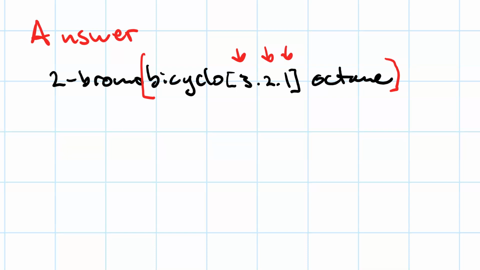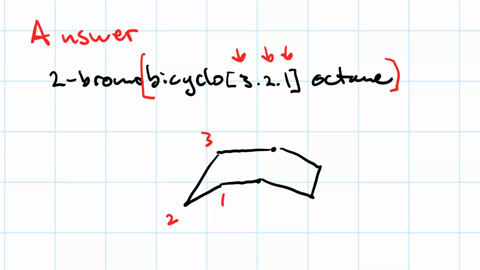Let's start off with the bridgehead carbons. Here's one, and here's one. There's a 3-carbon bridge. 1, 2, 3. There's a 2-carbon bridge. 1, 2. And then our 1-carbon bridge looks like that. And let's just redraw this line in black to show the gap.